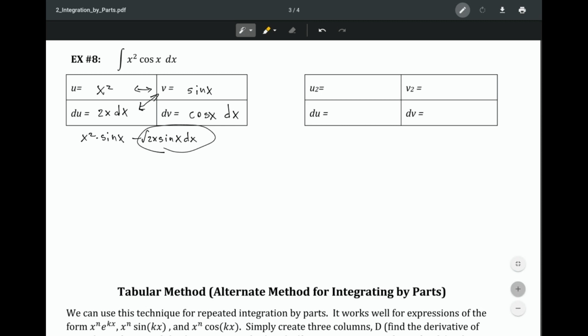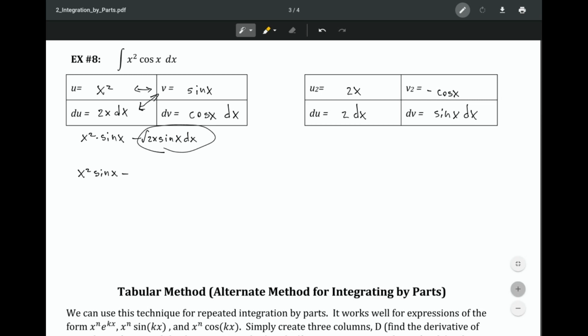So otherwise I have to remember to distribute it to the whole thing I'm about to write. So anyway, 2x, this is going to be sine of x dx. Right, so the derivative of 2x is 2 dx. And the antiderivative of sine is negative cosine. All right, so here we go. All right, so this part right here stays the same. x squared sine of x.